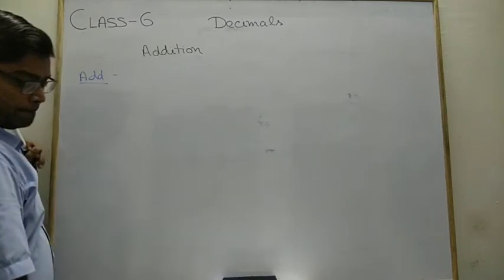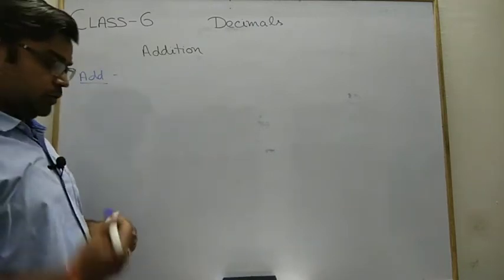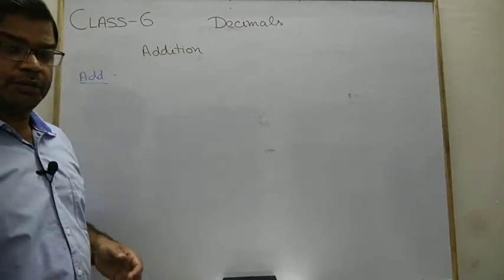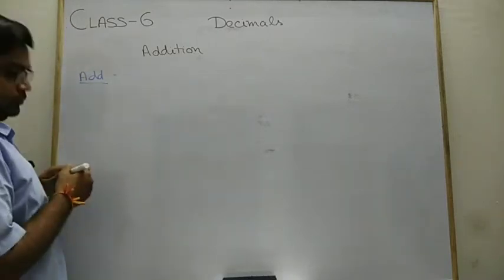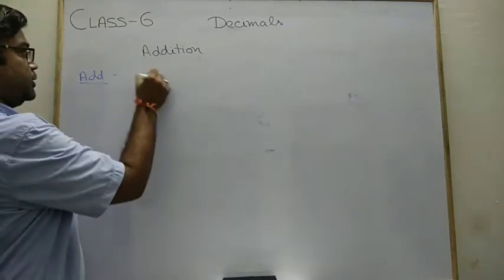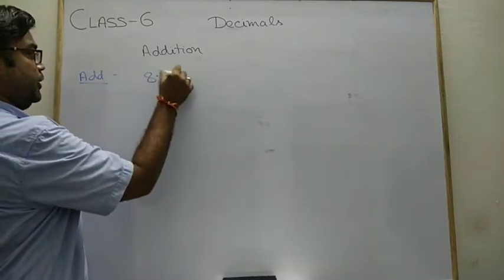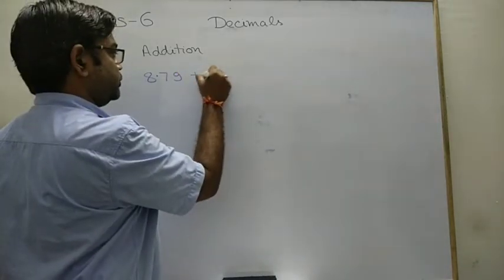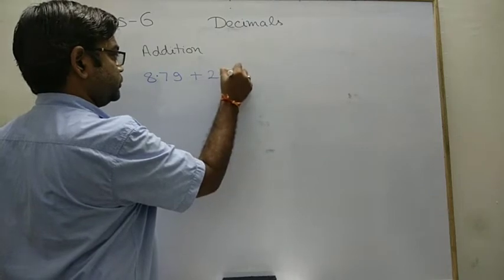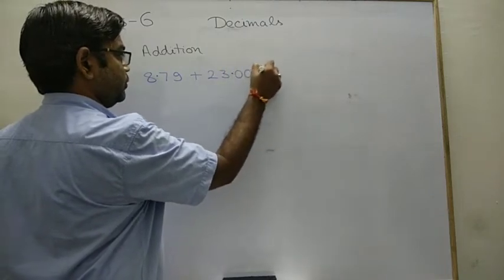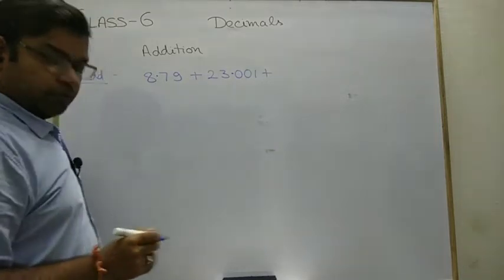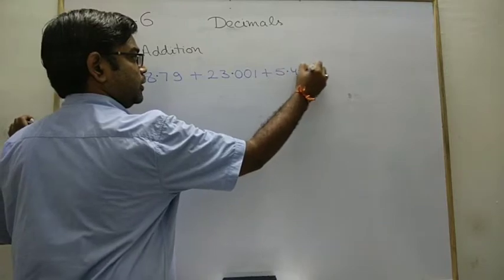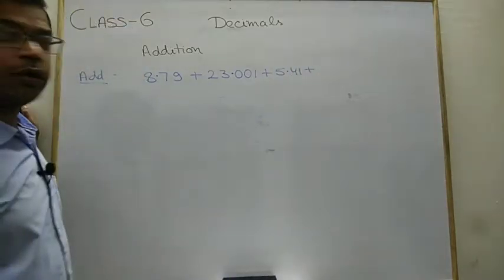I'm choosing one question: add four different decimal numbers. It's 8.79 plus 23.001 plus 5.41 and then plus 0.875.